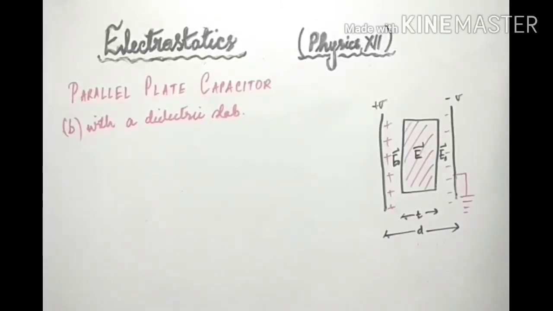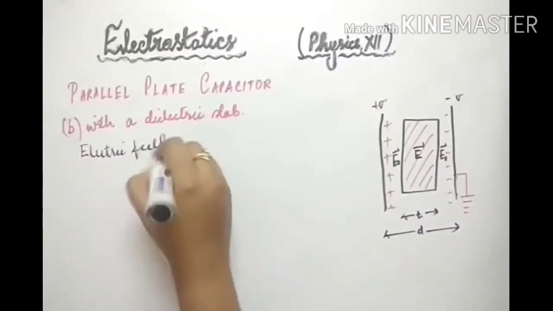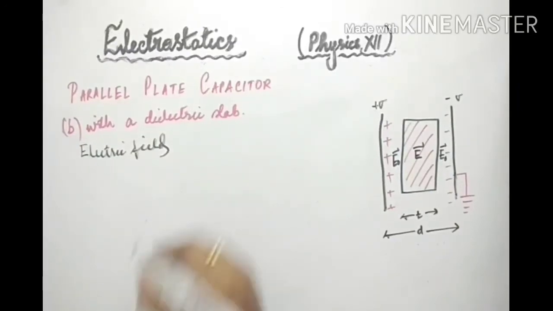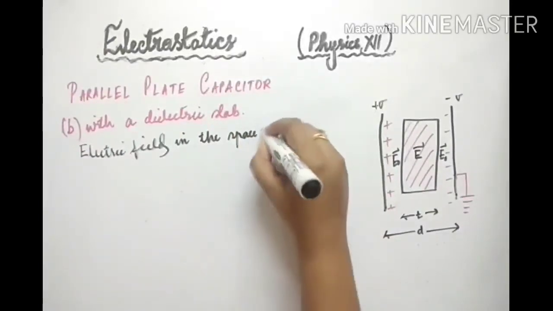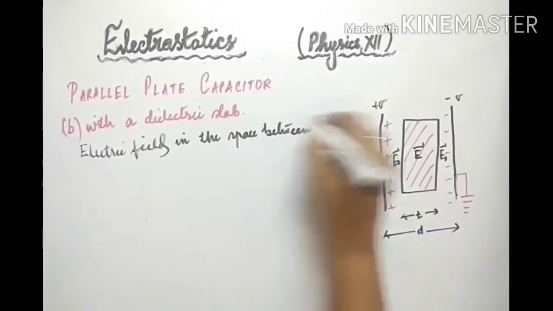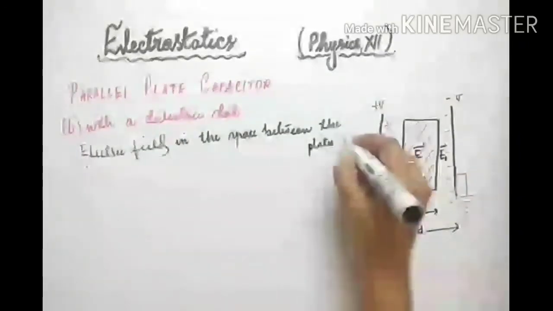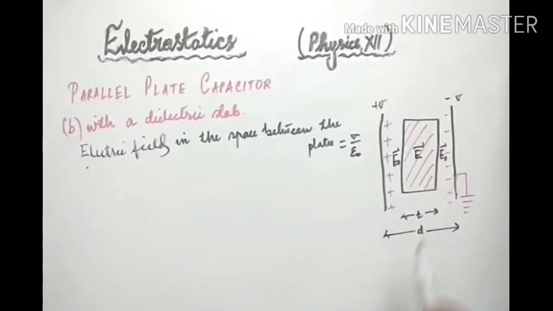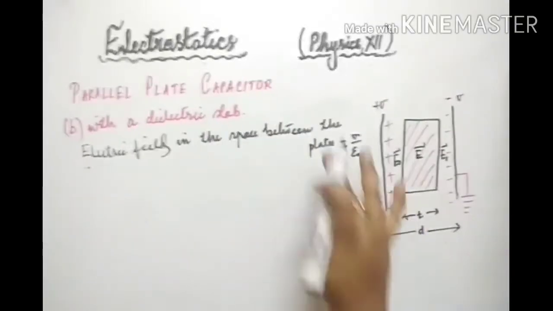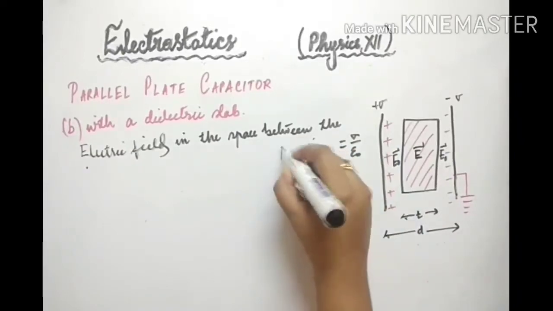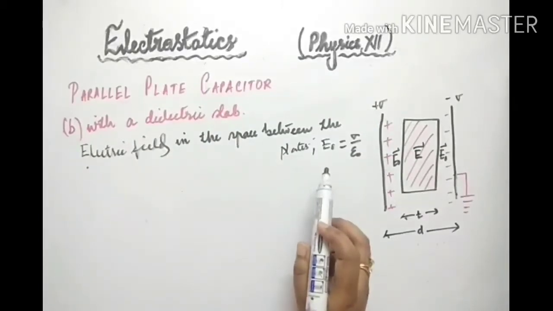So now let us write, the electric field in the space between the plates is sigma by epsilon naught. That is, if the dielectric is not there, then the electric field will be written as this. Let it be represented by E naught.